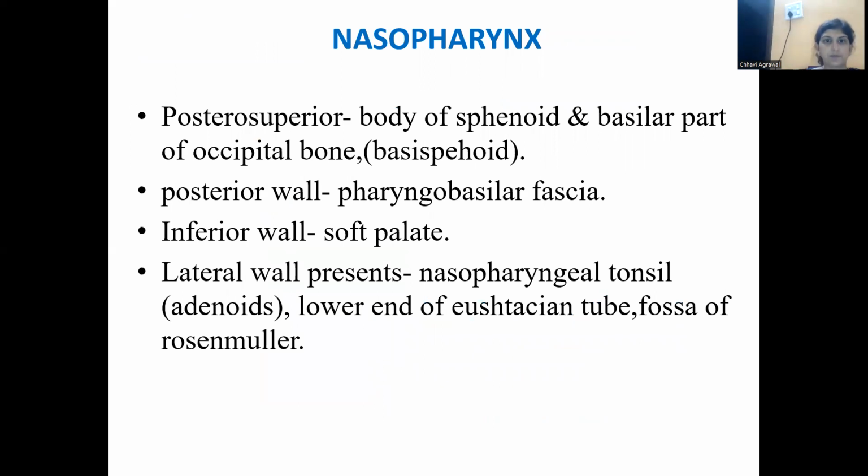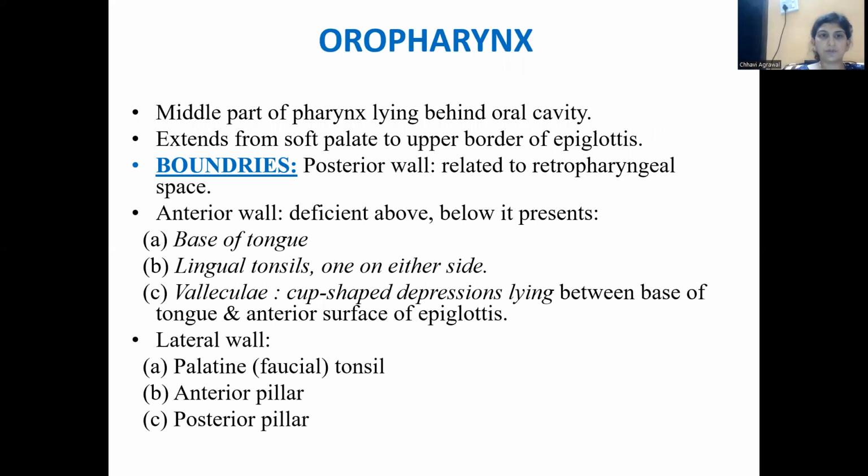Now, nasopharynx. Posterior-superiorly it is formed by the body of sphenoid and basilar part of the occipital bone, basisphenoid. The posterior wall is formed by the pharyngobasilar fascia. Inferior wall is formed by the soft palate. The lateral wall presents nasopharyngeal tonsils, that is the adenoids, lower end of eustachian tube, and the fossa of Rosenmuller. So this is the area located behind the nasal cavity and above the lower border of soft palate and the Passavant ridge. And this has a respiratory function.